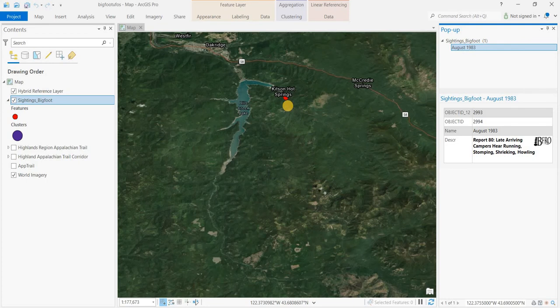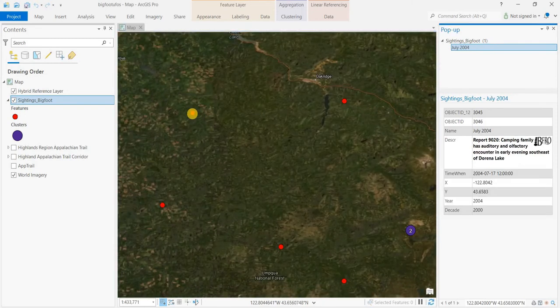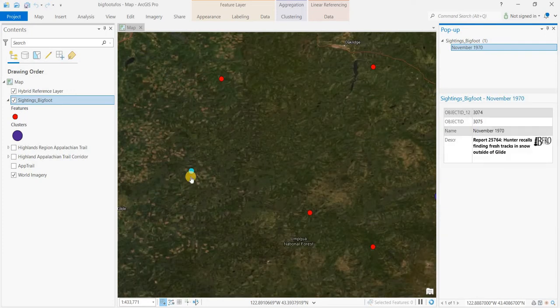Here's one close to Kitson Hot Springs. August 1983. Late night arriving campers hear running, stomping, shrieking, and howling. July 2004. Camping family has auditory encounter in early evening southeast of Doriana Lake. November 1970. Hunter recalls finding fresh tracks in snow outside of Glide.